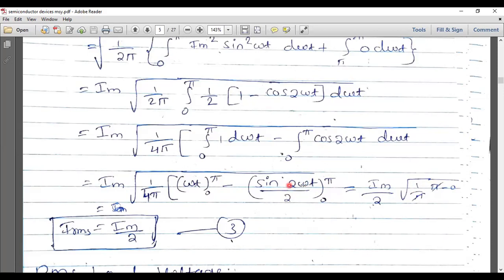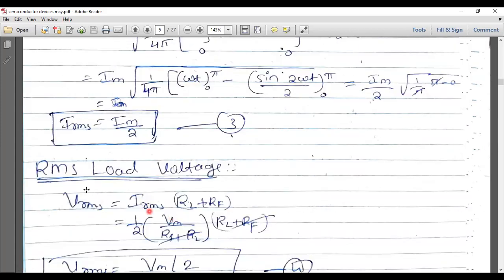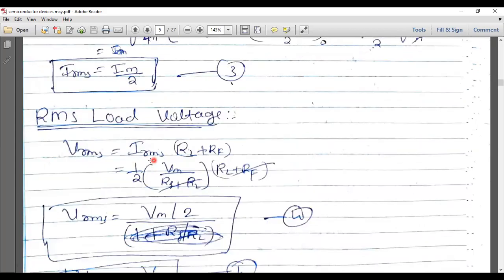This complete term will become 0. π minus 0 is nothing but π. So π gets cancelled here. Yes, sir. So 4 I will send outside, it will become 2 here now. So Im by 2 is the IRMS value we are going to get here. Based on that, VRMS equal to IRMS times RL. So we get the RMS value for the AC current here now.